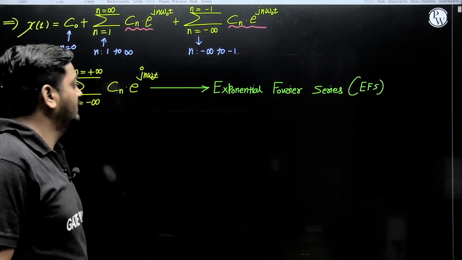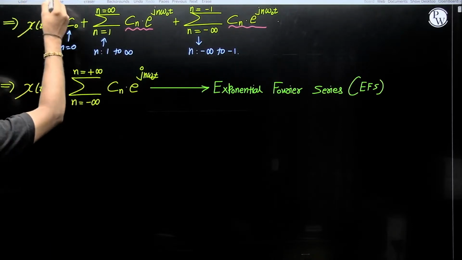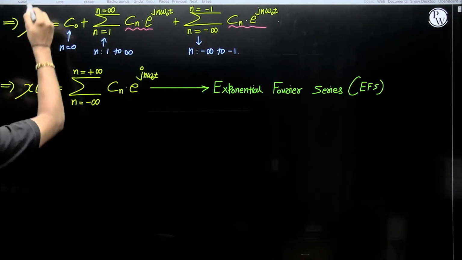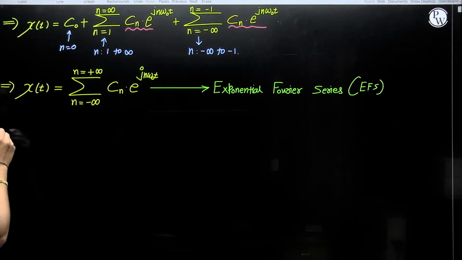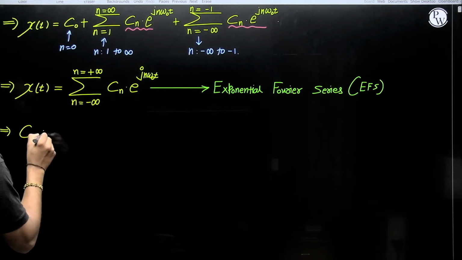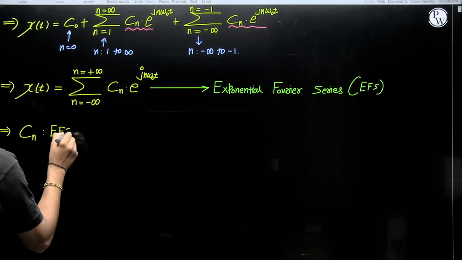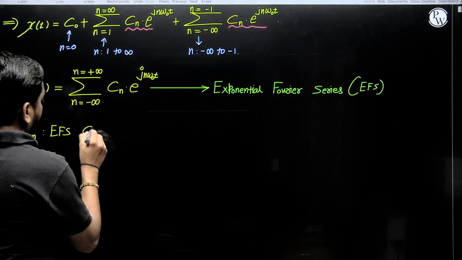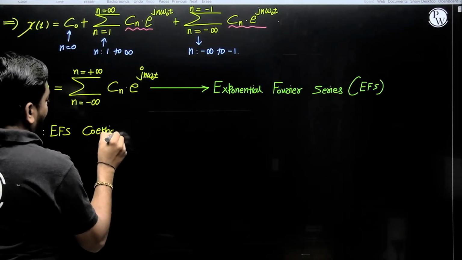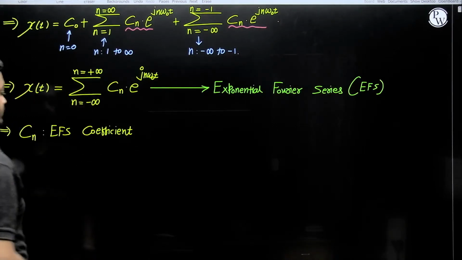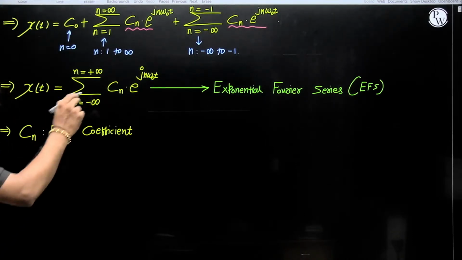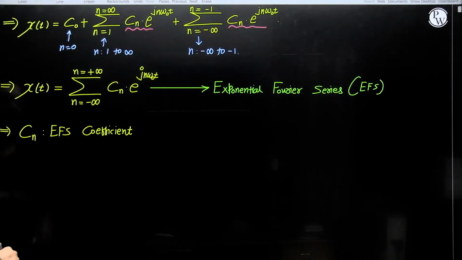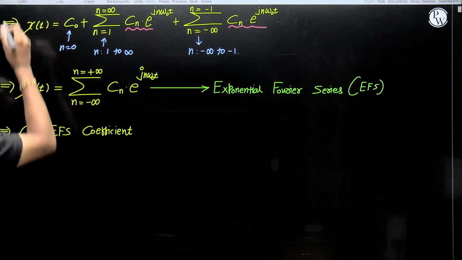Is this clear? Okay. So here we got c n, where c n is known as what? Exponential Fourier series coefficient. Okay. Now how to find c n, guys? That also we will derive. What is the formula to find the coefficient c n? That also we can derive.